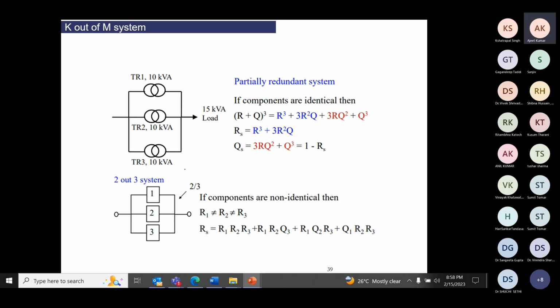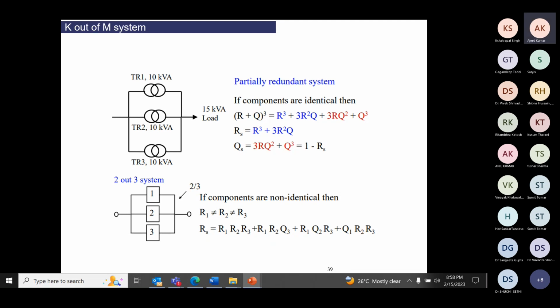Okay, so this kind of system has different kinds of formulas. Suppose in this case any 2 systems will work. What is the possibility? Any 2 systems, R1, R2, R3, all working, the system will work fine. R1, R2 working, R3 not working, 3 means failure. R1, R3 working, and R1, R2.